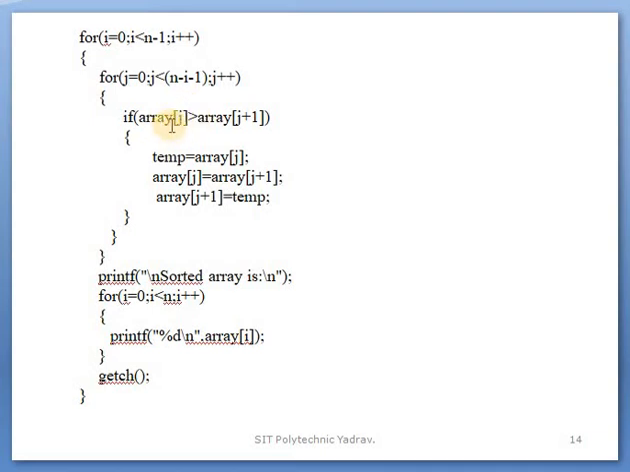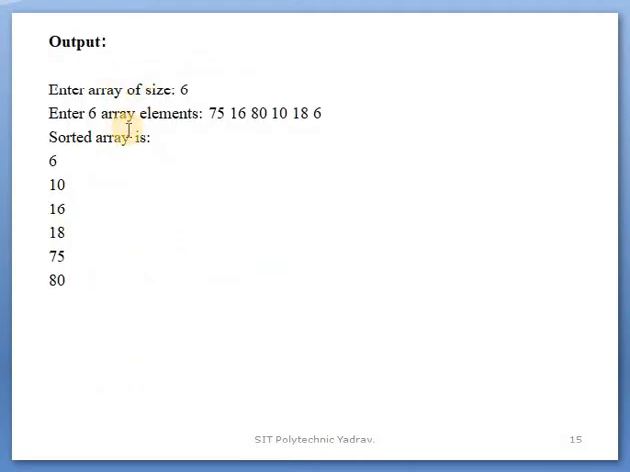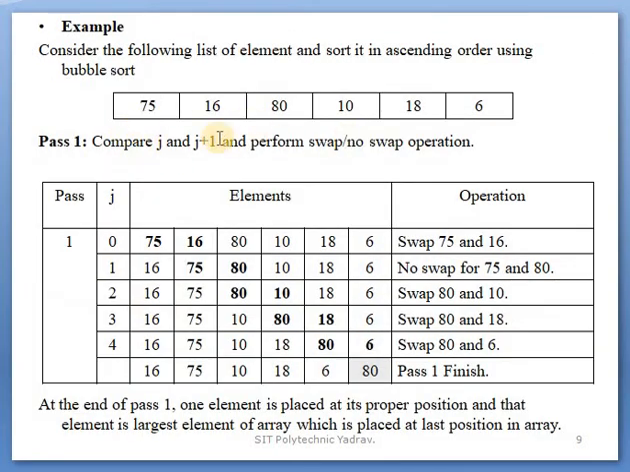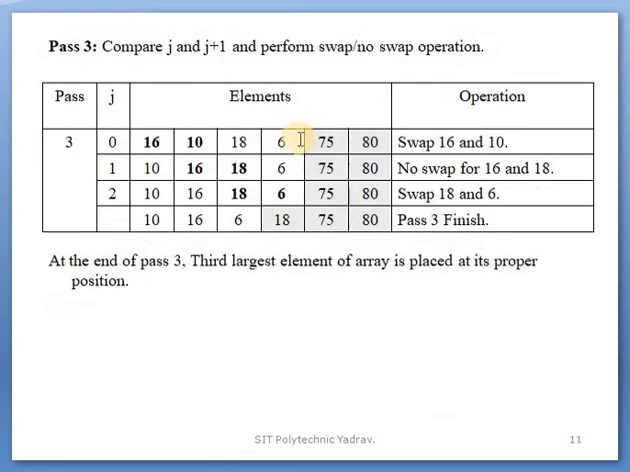Okay, first array of j, the 0th position, is compared with the first, array of j plus 1, that is 0 plus 1. If the 0th position is greater, then swap; otherwise, not. This continues until your passes are completed. After that, your numbers are automatically sorted. Okay, output: whichever numbers are given in the example, those are shown as the output.